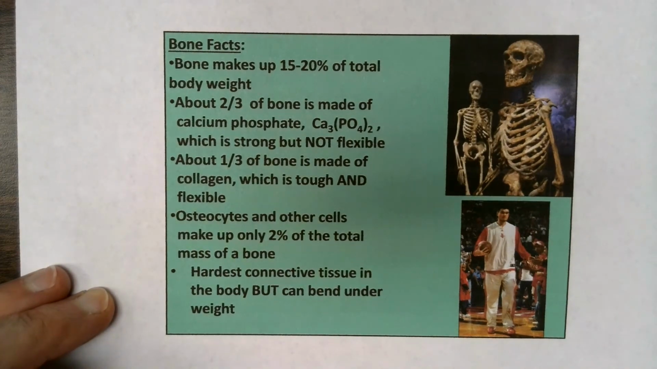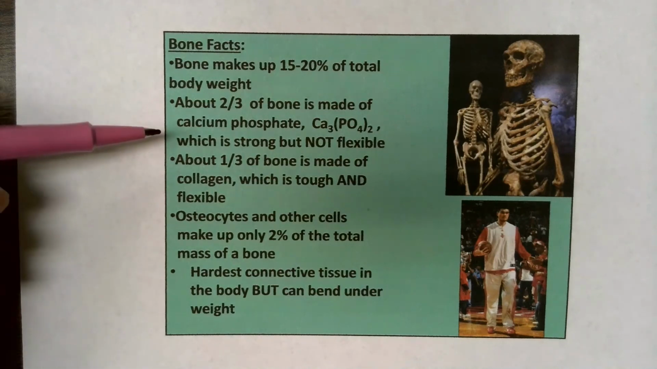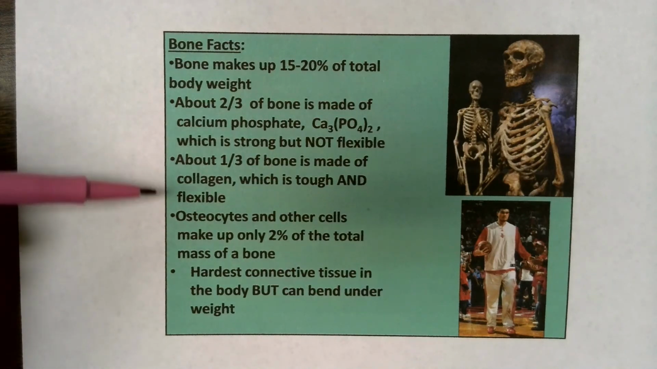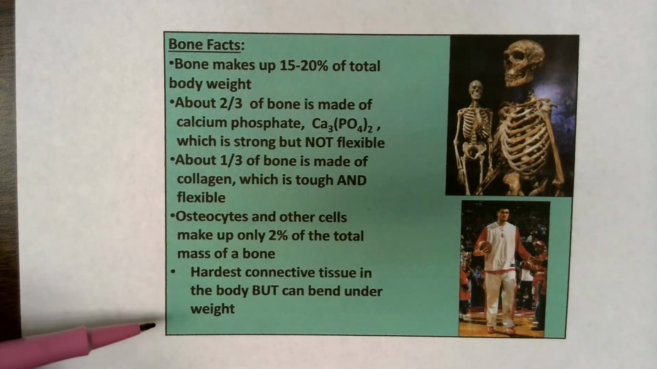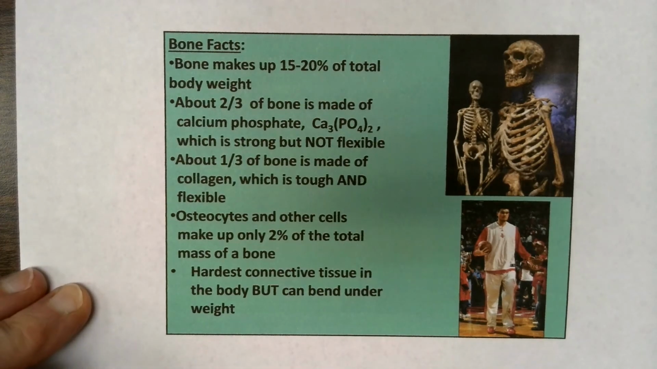Okay, so adding to that about the calcium phosphate and the collagen, it's really, really strong and it's slightly flexible when we combine those 2 tissues together to, again, make it the hardest connective tissue in the body, but one that can bend under stress.